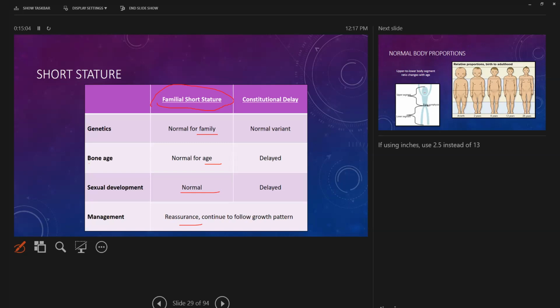A constitutional delay, which was that one that kind of delayed and then they went back up, it's usually a normal variant. So like I said, it could be triggered by environmental type stuff, but could also just be a normal variant. Their bone age will be delayed also. So even though they're like 12 years old, they'll look like they're 10 in their bone age, as far as those calcification sites of bone. And then their sexual development will also be delayed. So it's like, they're just kind of this late bloomer, right?